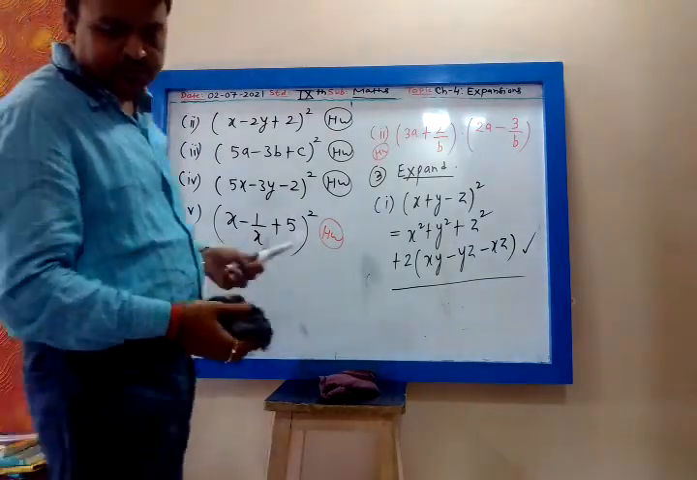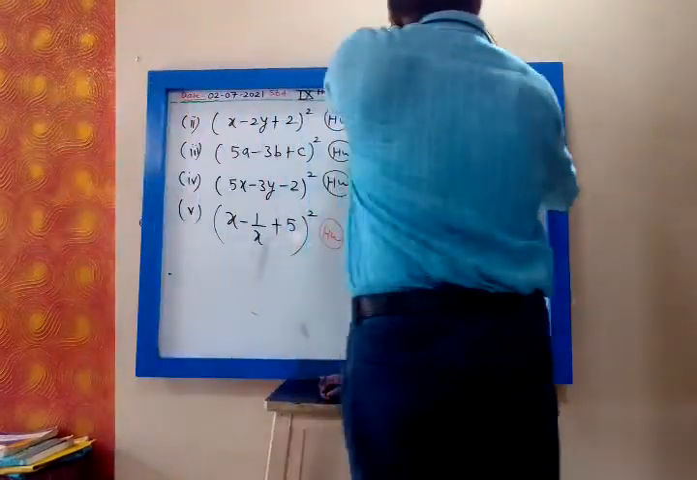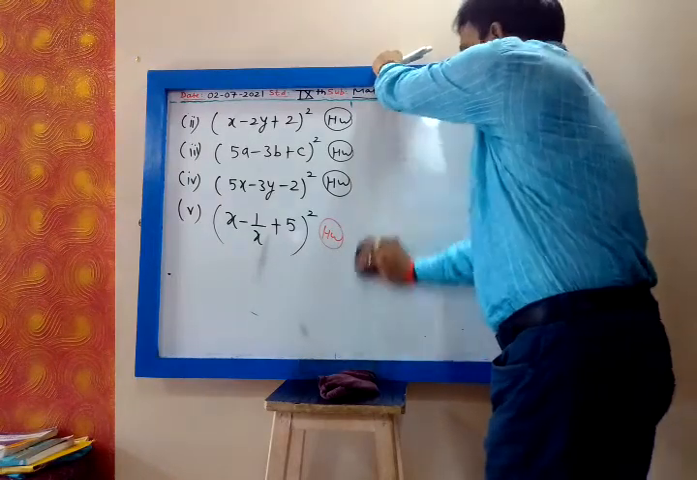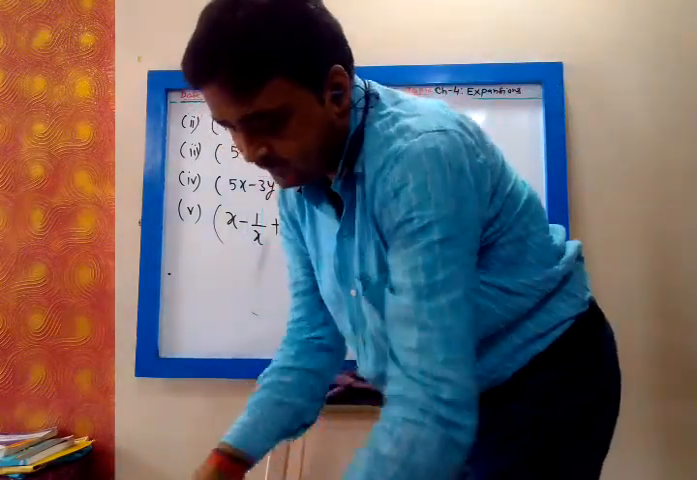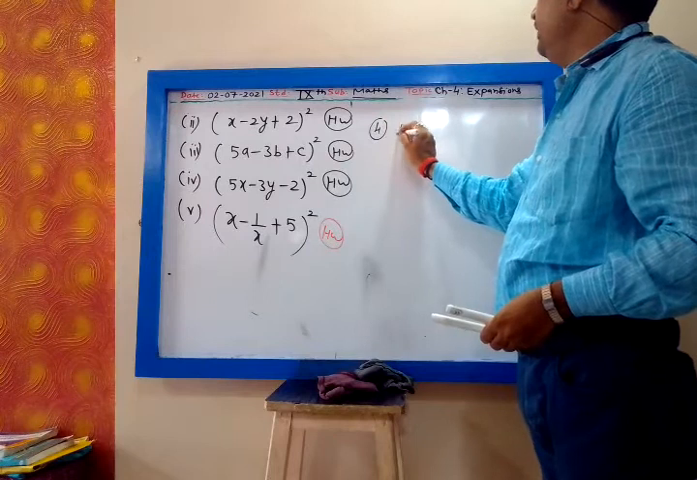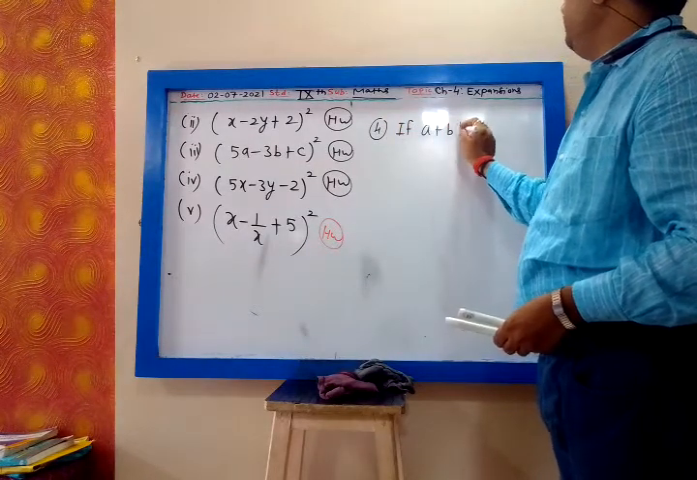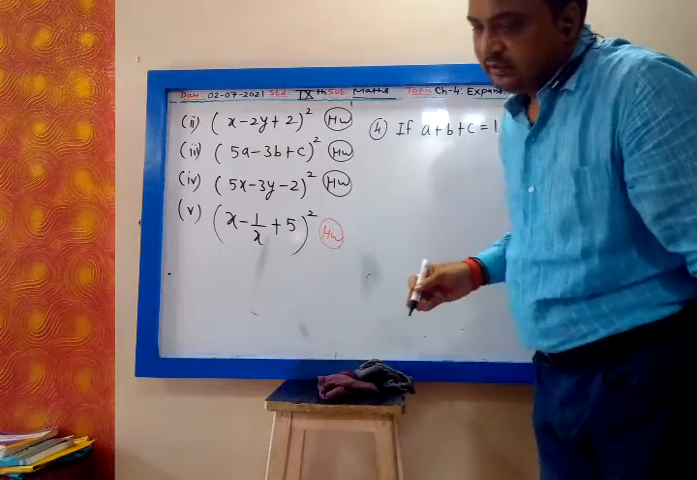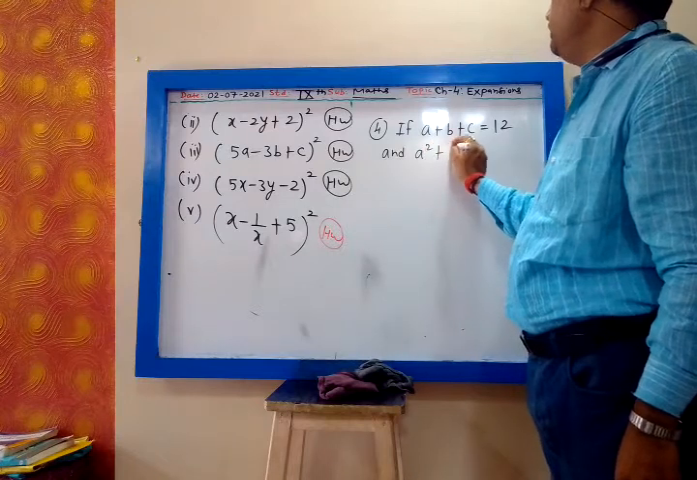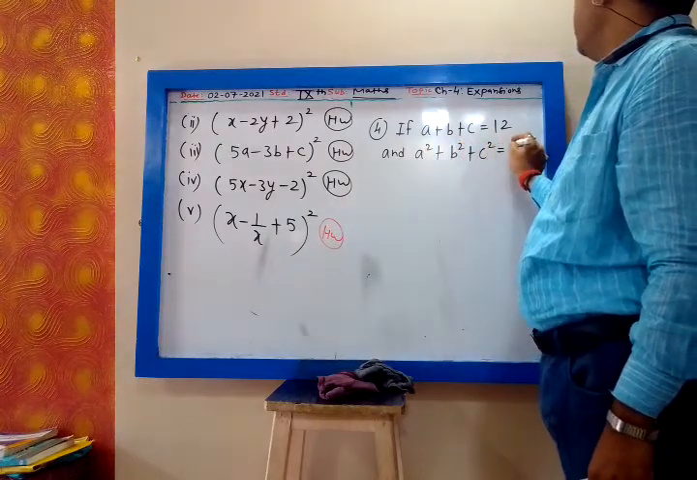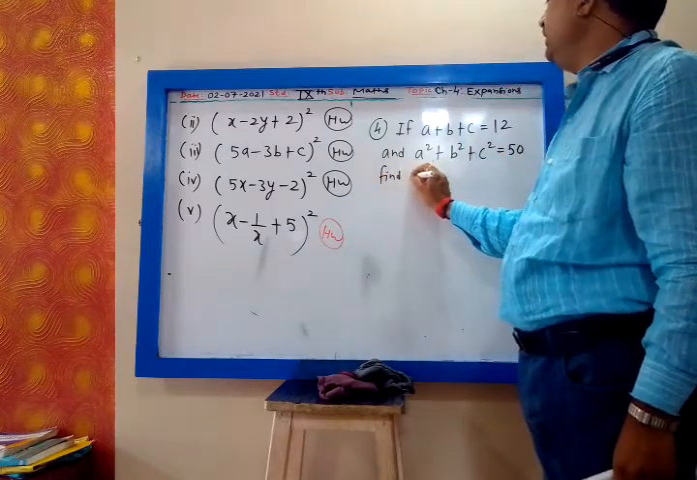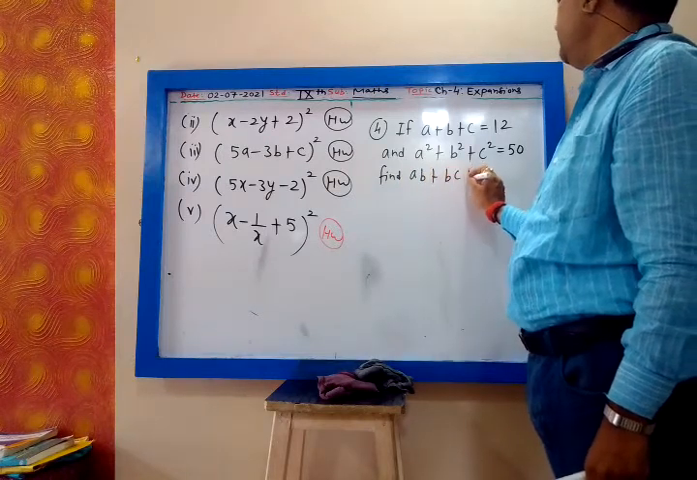Now fourth onwards are problems which I have to solve. Fourth onwards problems I will solve. Fourth is: if a plus b plus c is 12, and a square plus b square plus c square is 50, find the value of ab plus bc plus ca.